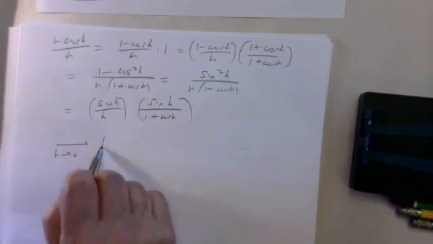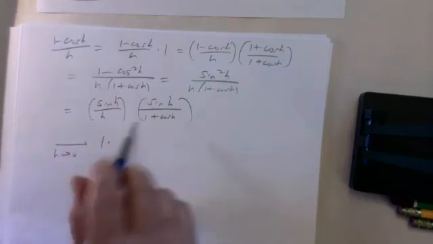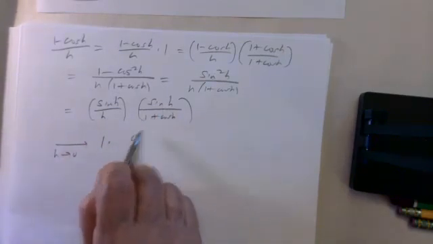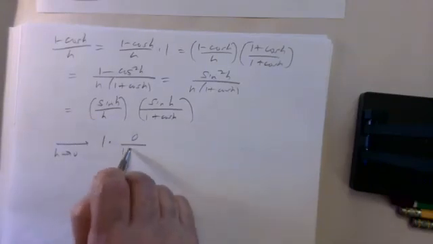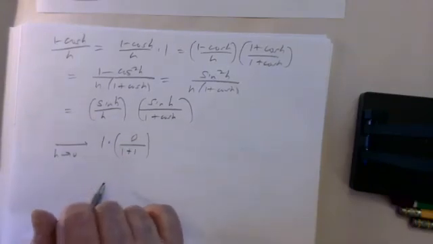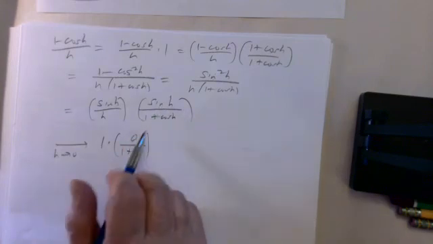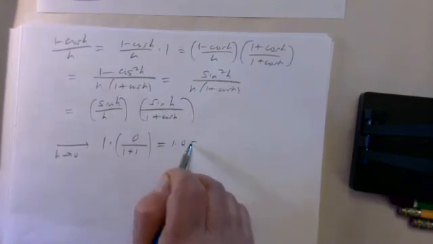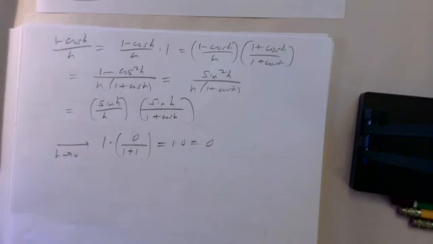Sine h over h goes to 1. Sine h goes to 0, and 1 plus cosine h goes to 1 plus 1, or 2. This is just 0 over 2. This goes to 1 times 0, or 0. And there's a proof for you.